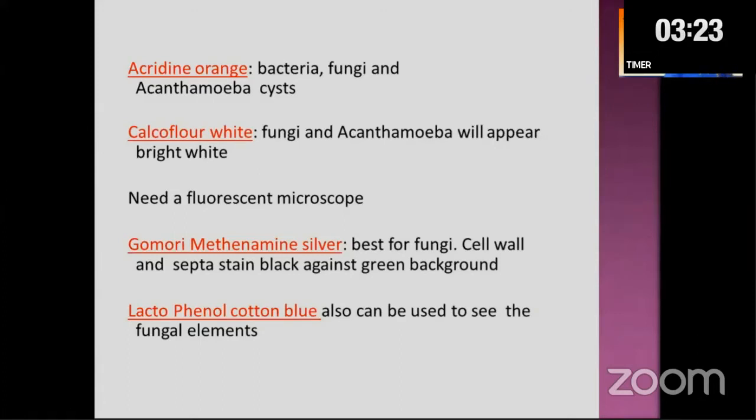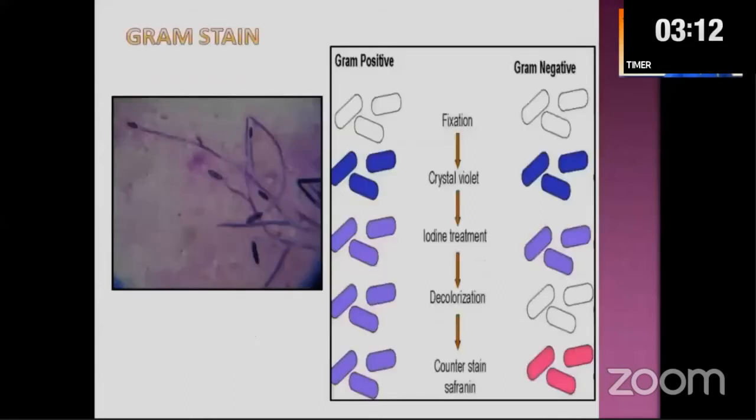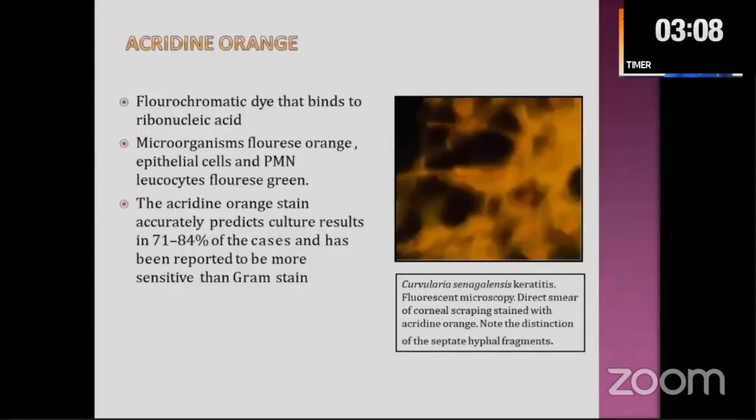The Gomori methenamine silver is best for fungi. The cell wall and the septa stain black against a green background. A lactophenol cotton blue also can be used to see the fungal elements. The picture shows the hyphae stained in the Gram stain.